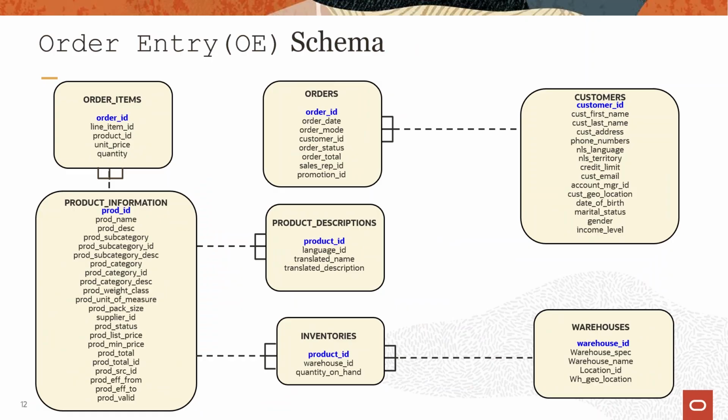The final schema is the order entry schema, where you see that orders are being placed by customers. Several orders can be placed by one customer. A customer can place multiple orders.